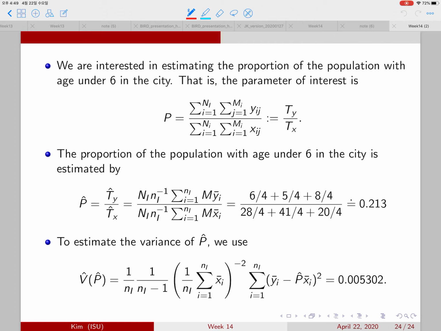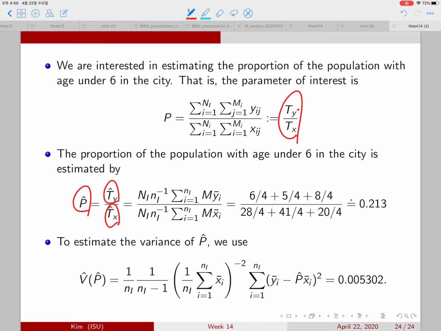Here we are interested in estimating the proportion of the population with age under 6 in this city. So the parameter of interest is actually a ratio: the total number of people with age less than 6 divided by the total number of people, the population size. So in this case, this is essentially a ratio of two totals. The proportion estimator is the ratio of the 2 total estimators, right?